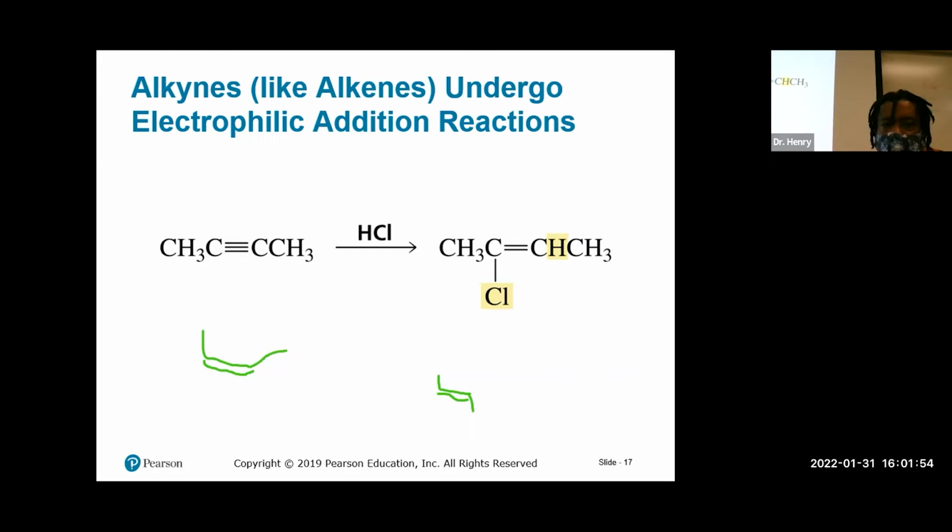Okay, so alkynes, like alkenes, undergo the electrophilic addition reaction. So if we're reacting with hydrochloric acid or hydrogen chloride, then what will happen is we will get the breaking of the triple bond. We'll have the addition of the chlorine to one of the carbons and the addition of the hydrogen to the other carbon. And it's going to behave the same way, right? The same process, okay, as the alkenes.